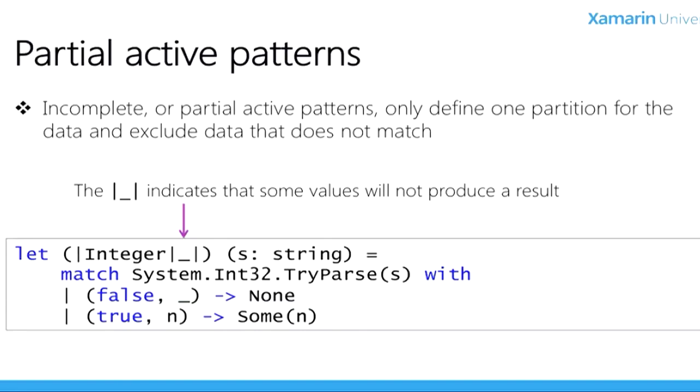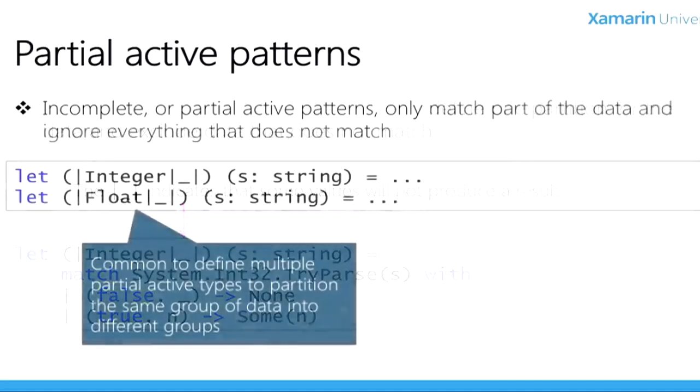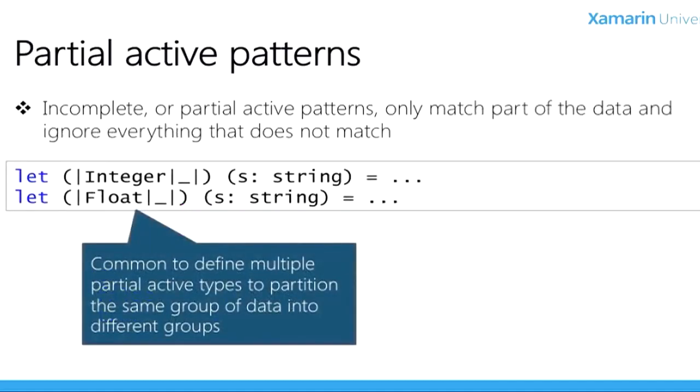F# is uber cool with this. It'll recognize the out parameter, create a temporary value to hold it, and have the method return a tuple with the Boolean result and the out parameter as a single value. So we can then compare the first value from the tuple to determine if it was successful and put the value into our integer partition or not based on the value. We could do the same to create a float variation, and this approach is common when using partial active patterns, as it allows us to partition the data using completely different algorithms for each named group.